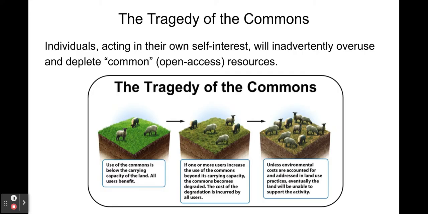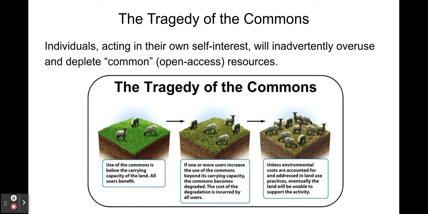In our left picture, we have minimal grazing of the pasture. Use of the commons is below the carrying capacity of the land. And so all users benefit. There's not too many sheep on there. They eat grass, but the grass is able to regrow quickly enough so that it doesn't get depleted. But in our middle picture, if one or more users increase the use of the commons beyond its carrying capacity, the commons becomes degraded. Now the sheep are eating the grass faster than it can regrow.